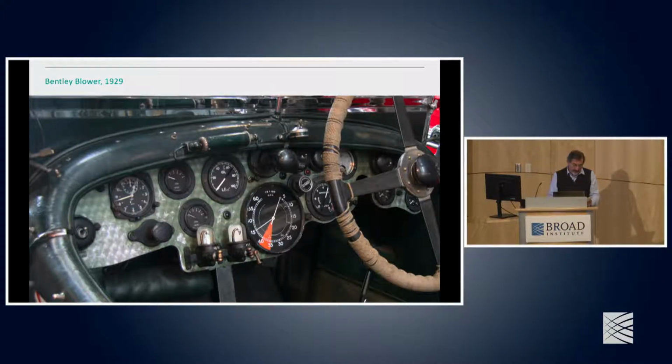The rest of the dashboard filled out with oil pressure, fuel gauge, and a clock. And the addition of heating and air conditioning, as well as radio and other entertainment features, completed the analog controls through the end of the 20th century.